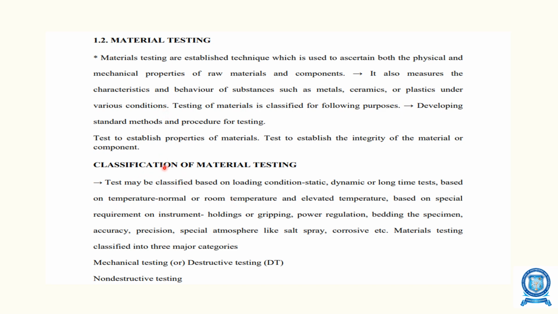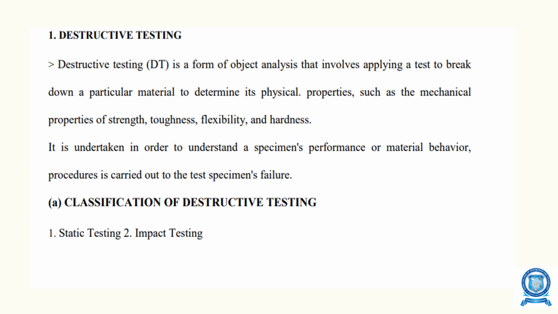Okay. So here the material testing is mainly classified into two types. The first we call destructive testing, and the second we call non-destructive testing. In destructive testing, we break the material into two pieces and test the material. Those tests we call destructive testing. Once the destructive testing is completed on that particular material, we can't reuse that material.